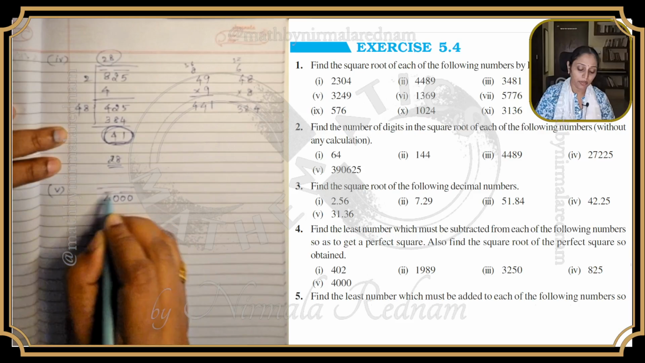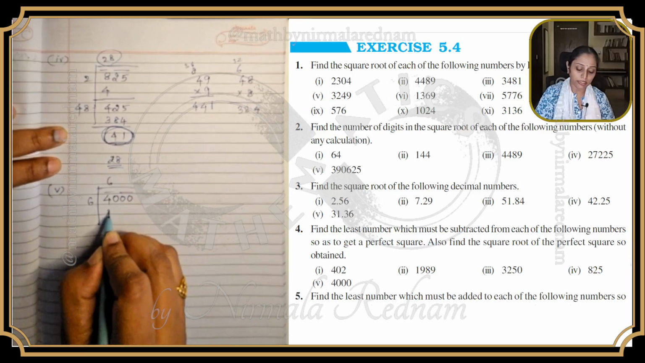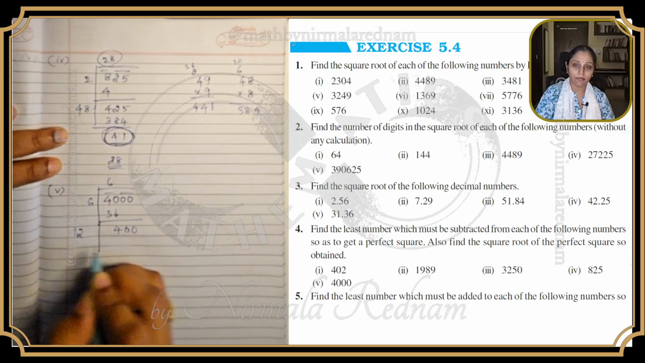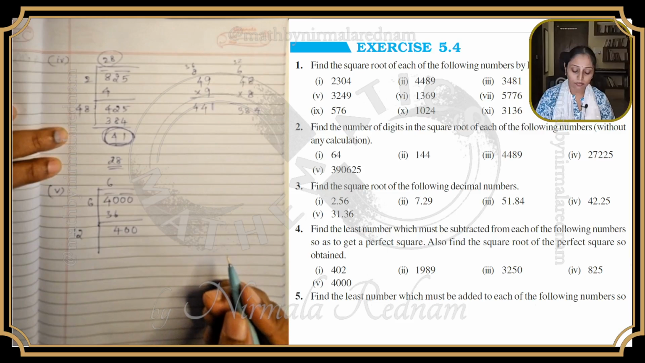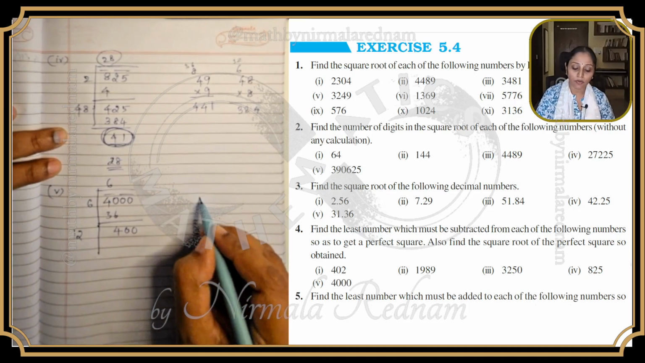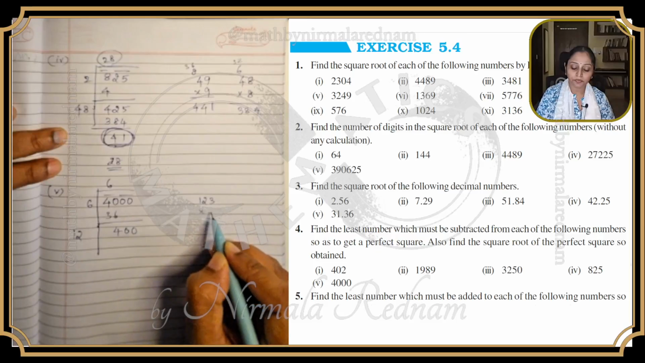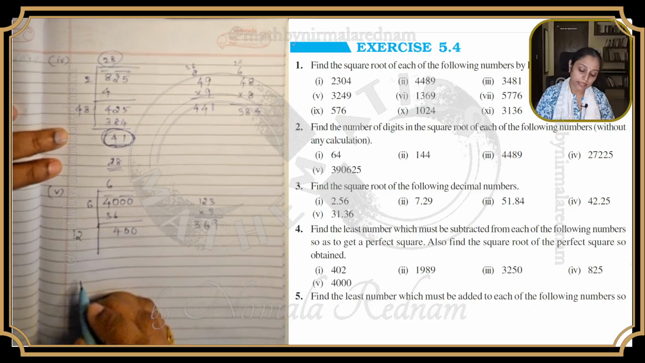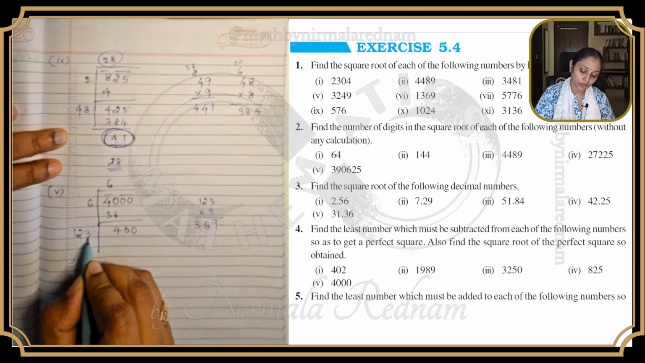4,000. Okay. So 40 is closest to 36. I have 400 here. 12. Right. Now 121 into 1 is only 121, right? Let me check 3, because 124 into 4 will give me something greater than 400. I don't want that. So if I check for 3, I'm getting 369, right? So this should work.